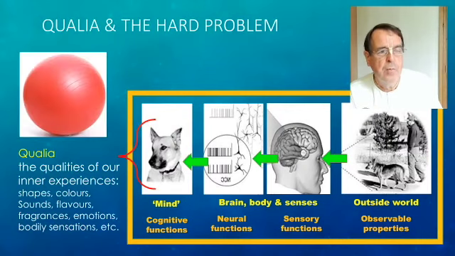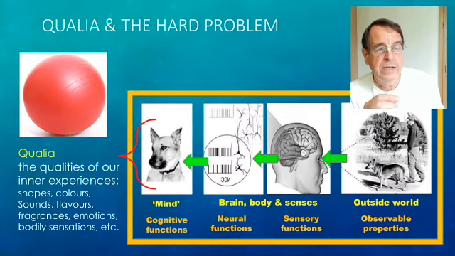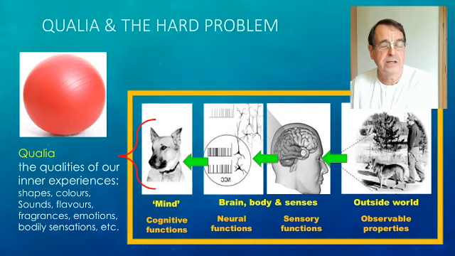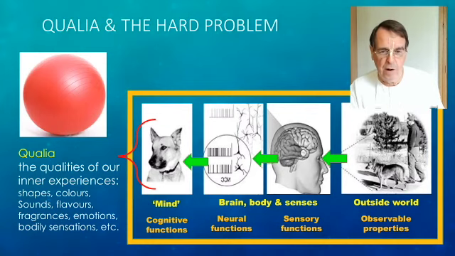And the qualities of each of these sounds, smells, tastes, images, and so on, these are called qualia. So, qualia are the qualities of our inner experiences. The shapes, the colours, the sounds, the flavours, fragrance, emotions, bodily sensations that we experience. We may think that they belong to the outside world, but we experience them purely as mental things. And we gave some evidence and analysis to show that there is a difference between what the outside world has and what you experience. So qualia, very important word, qualia.